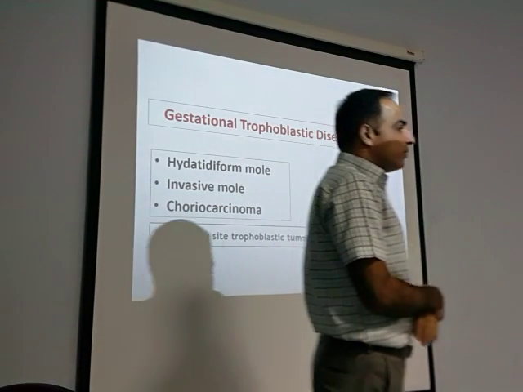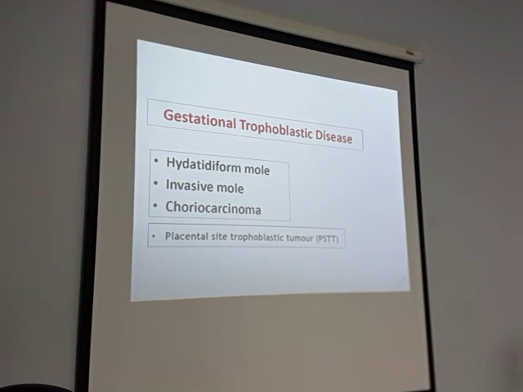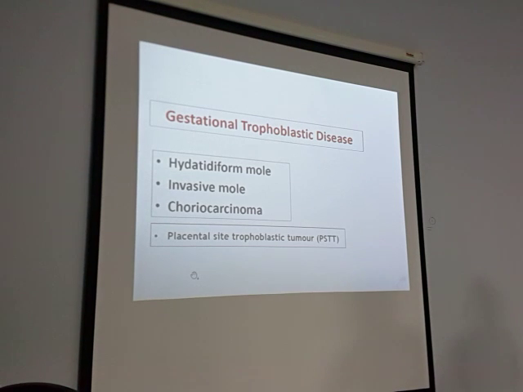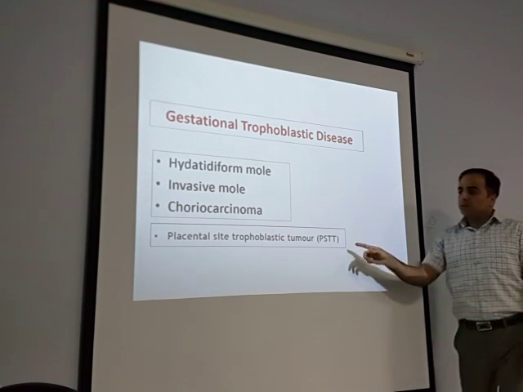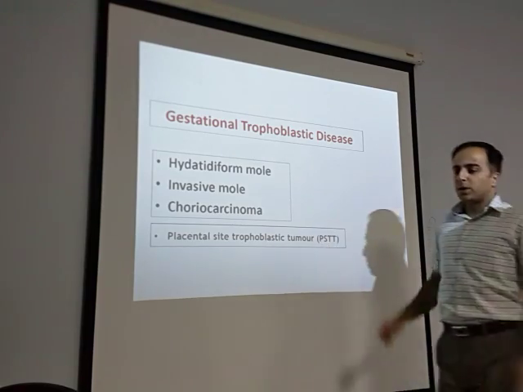Now the last thing which we will discuss, but it is a huge topic, gestational trophoblastic disease. All the diseases which are associated with pregnancy. You have three things here. We call them moles. First is the hydatidiform mole, the H mole. Second is invasive mole. Third is choriocarcinoma. These are the three most important. And one more is called placental site trophoblastic tumor. We will not discuss this, but you should know the name.